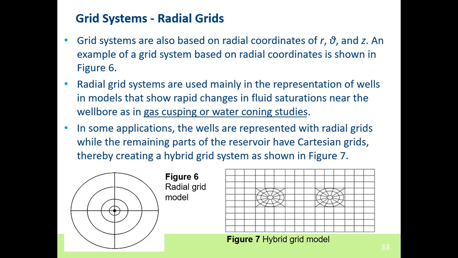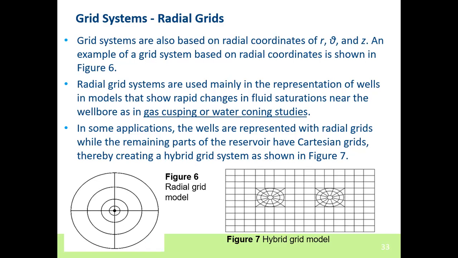Your grid system can also be based on radial coordinates, r, theta, z. Radial grid systems are used mainly for representing wells in which you have rapid changes in fluid saturation in the near wellbore region. For instance, if you want to look at gas coning or water coning, these are systems where you have gas rapidly entering your wellbore, or water from beneath entering your completions. The radial grid system would be appropriate for that.